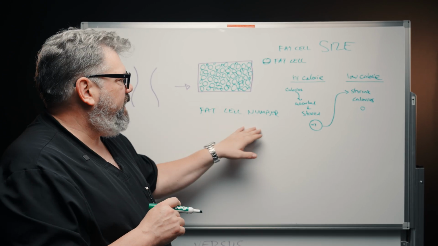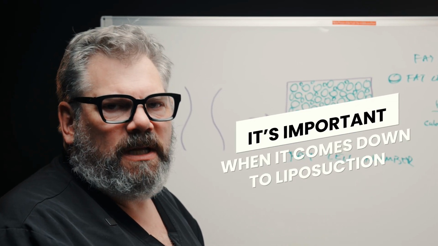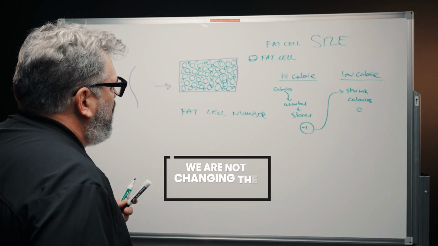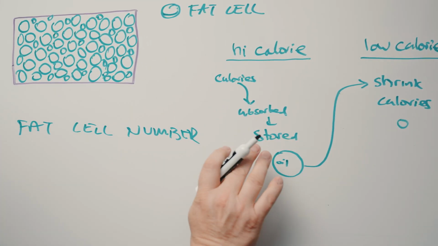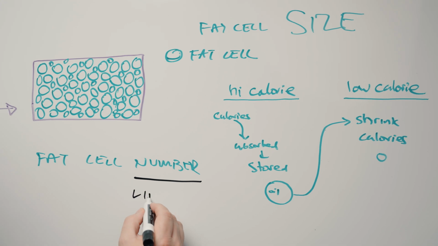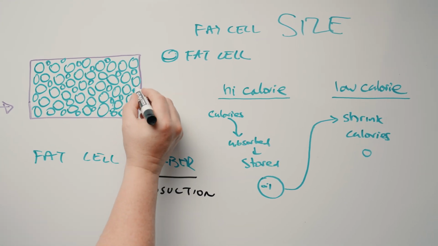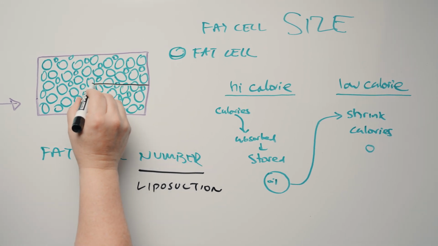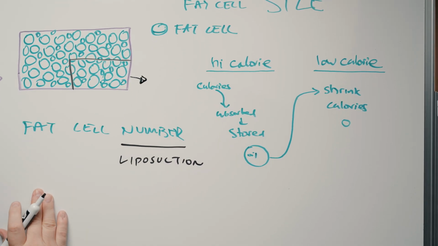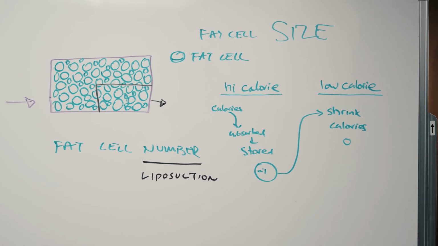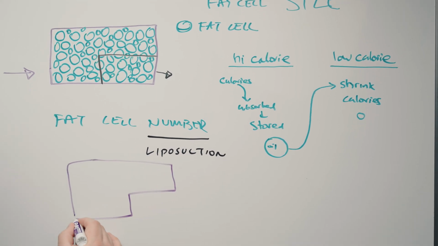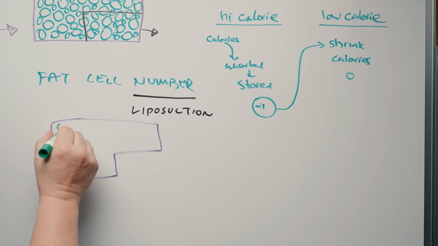Now, why am I even talking about fat cell number and size? Because it's important when it comes to liposuction. When we talk about liposuction, we are not changing the size. We don't have any effect on the size when we're doing lipo, but we do have an effect on the cell number. And that's where liposuction comes into play. With liposuction, it's very much like you've taken away these fat cells. These fat cells are removed from the body. So what you're going to have left is less fat cell number. After you have lipo, using this diagram, you're going to have this many fat cells left behind. So you're going to have fewer fat cells.